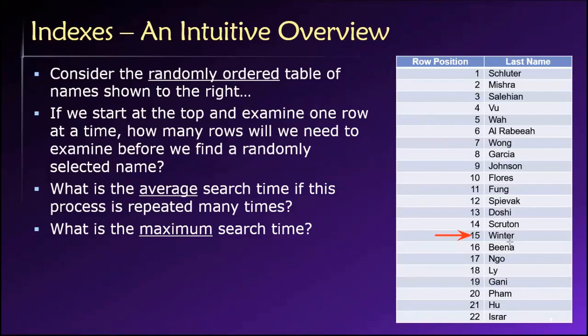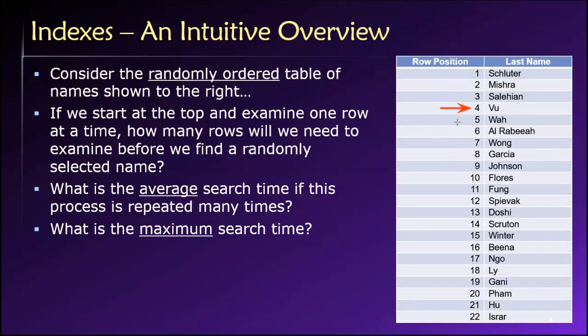Now, let's imagine that we wanted to search for some other randomly chosen name. Maybe Vu. Okay. So we want to search for Vu. And we repeat this process. We say, is this Vu? Nope. Is this Vu? Nope. Is this Vu? Nope. Is this Vu? Yes. So in this case, we were able to find what we were looking for after 4 search operations.